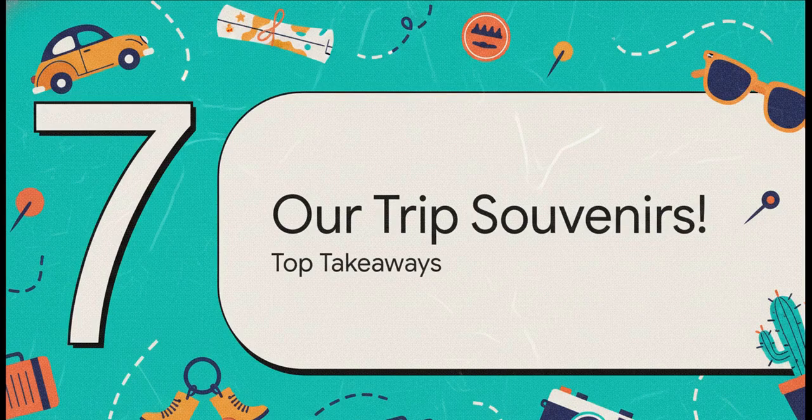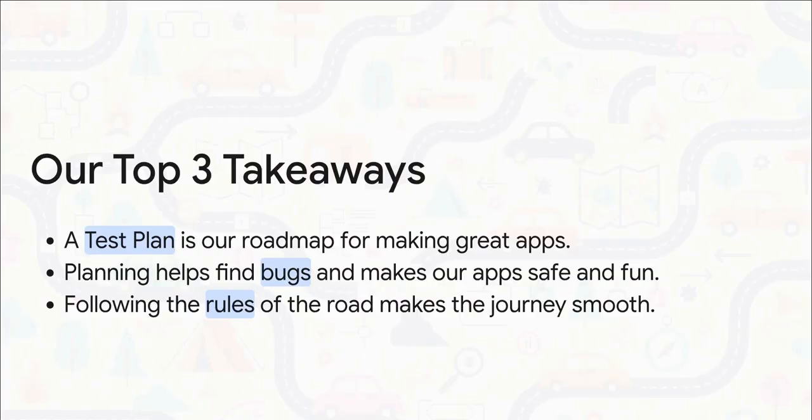Wow, our road trip is almost over. But before we go home, let's look at all the cool souvenirs we picked up along the way. These are the biggest, most important ideas from our journey. Here are our top 3 takeaways. First, a test plan is our amazing roadmap that guides us to make great apps. Second, planning ahead helps us find all those bumpy roads or bugs so we can make our apps safe and really fun to use. And third, following those smart rules of the road makes the whole trip way smoother for the entire team.